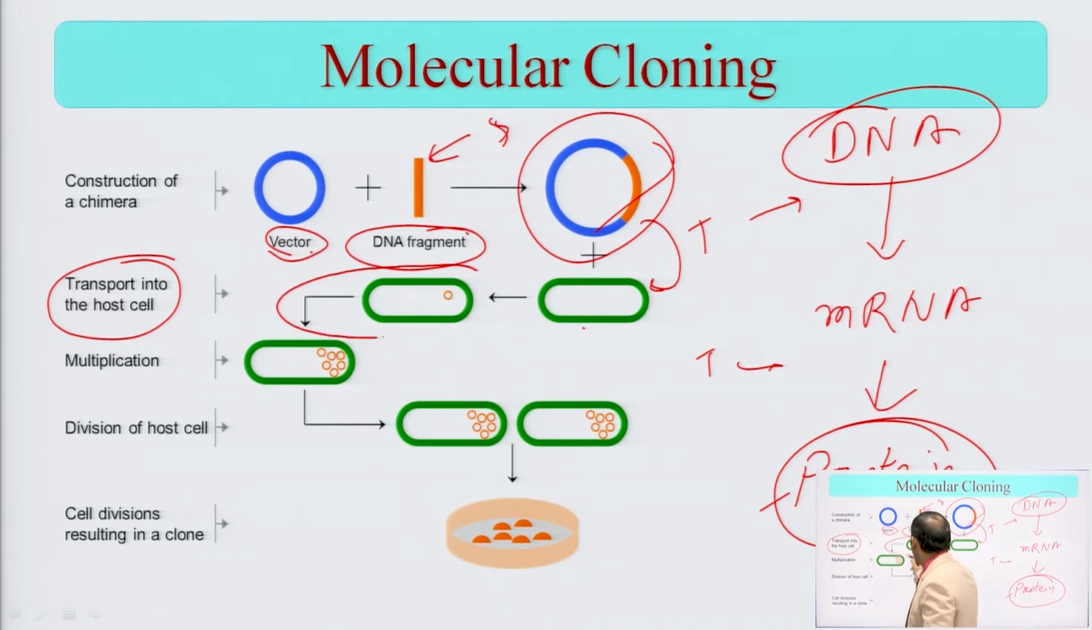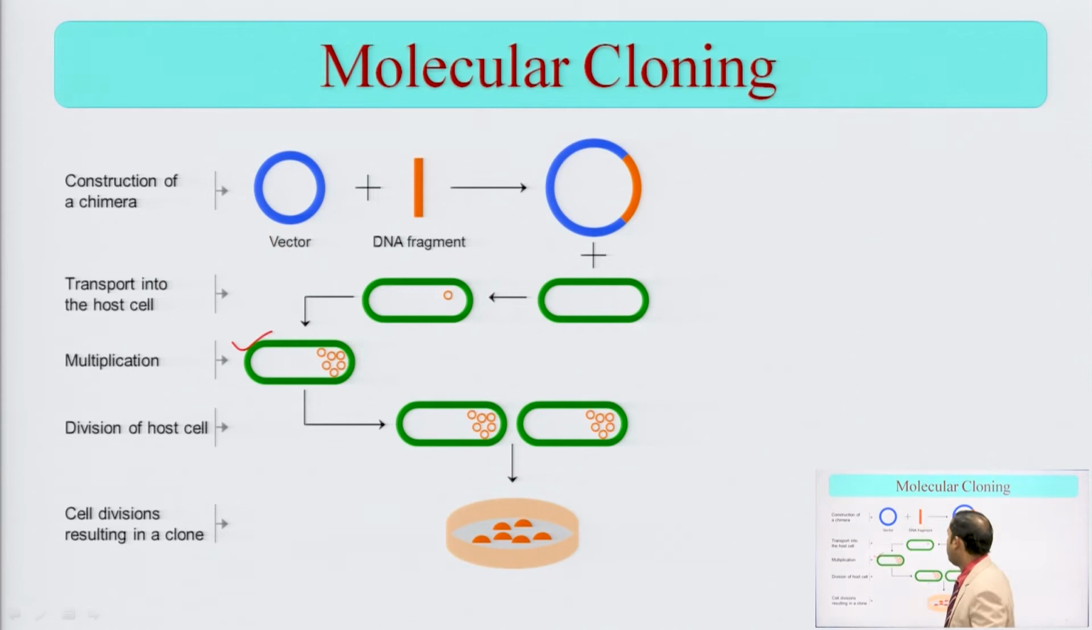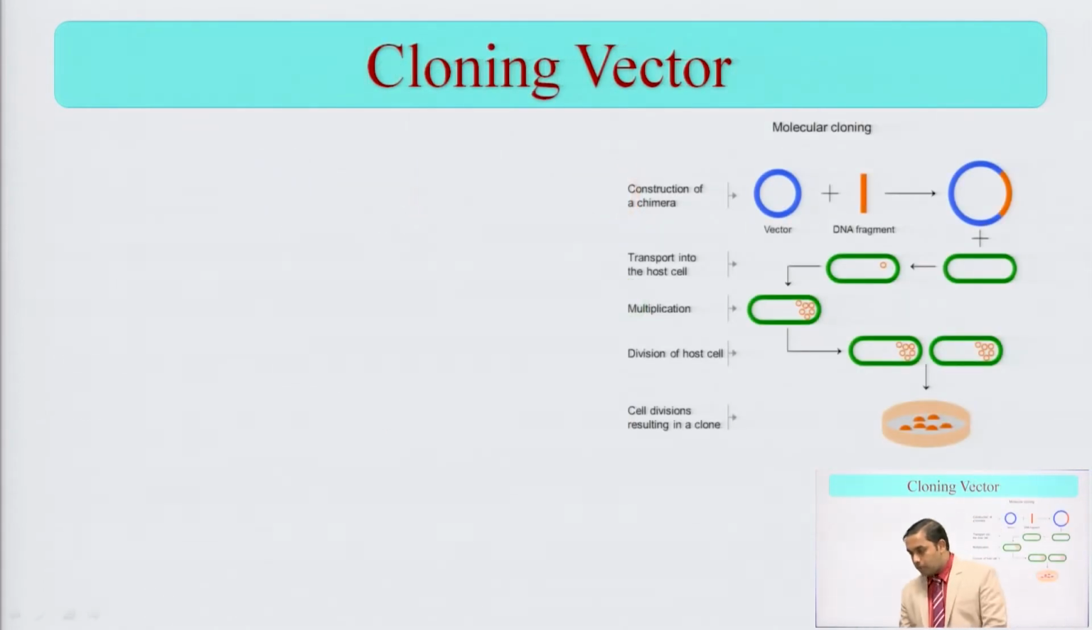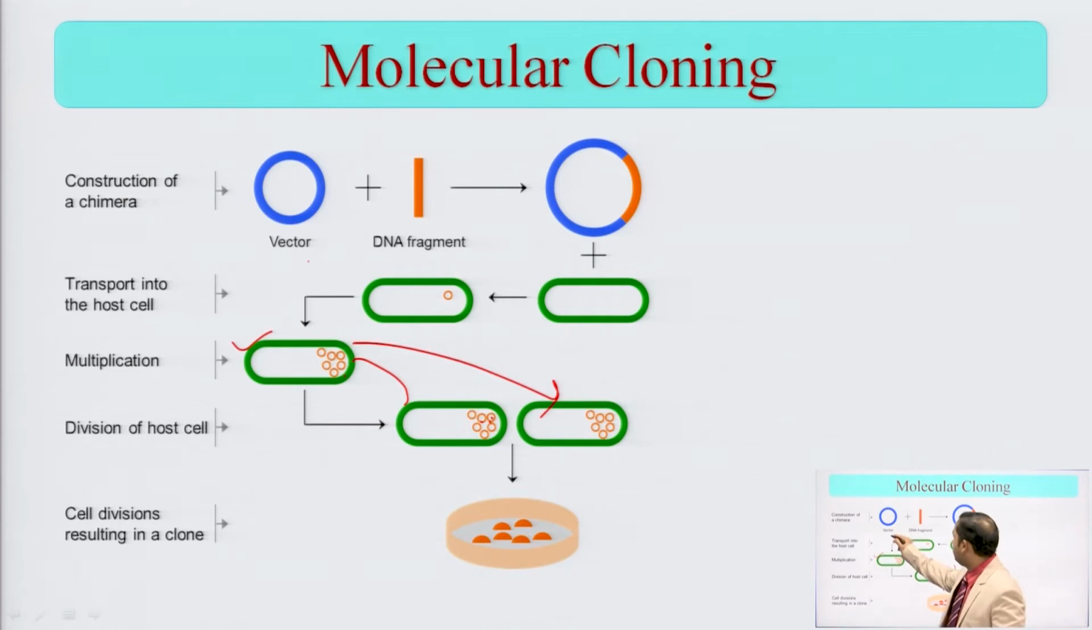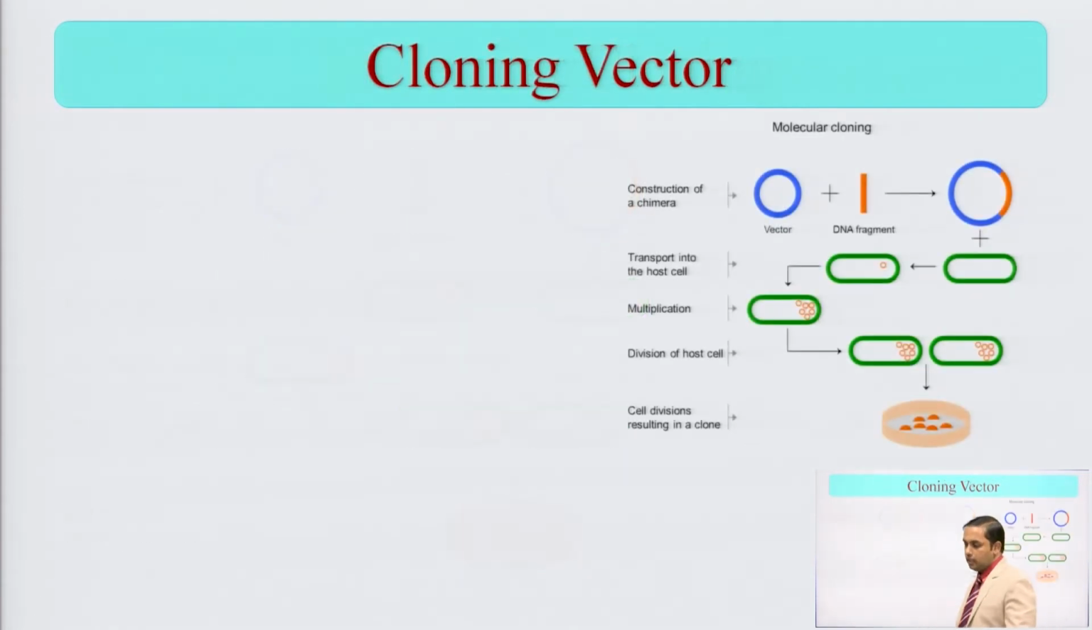Then multiplication will happen. After that, when this cell divides, multiple cells will be created. When multiple cells are created, whatever the DNA fragment was there will also be expressed, and due to that you will be getting such kinds of protein. So, this is molecular cloning. Now, all of you have seen that here we have talked about the vector and the DNA fragment. That is our today's area of interest.